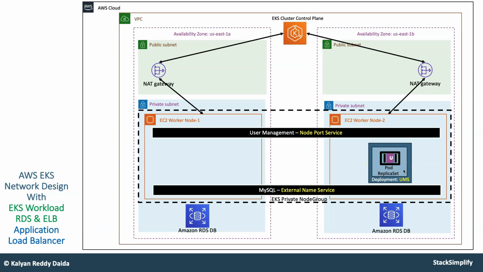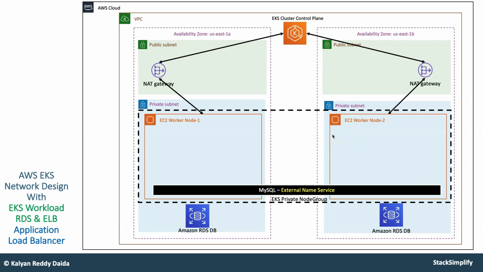The next thing is to expose this application, so we are going to create a node port service. To expose this UMS application to the public subnets, where the application load balancer is going to access it, we create a node port service. In this node port service, we are not going to provide any specific node port. Any dynamic node port can be picked from the worker node, and we'll leave it that way. So we created a node port service here, and then we'll move on to the ingress concept.